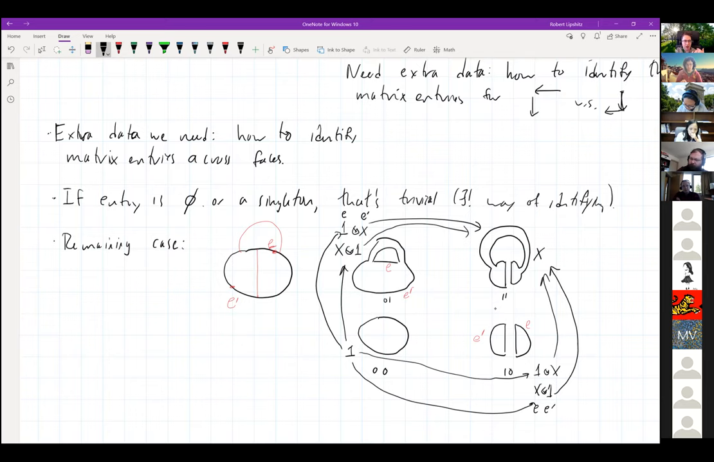Then the identification is the obvious one. I identify the label of the circle E with the label of the circle E. Once I pair up the circles in the 1,0 resolution with the circles in the 0,1 resolution, I've paired up the generators, and that's what I needed for my cancellation rule. So that's the data.